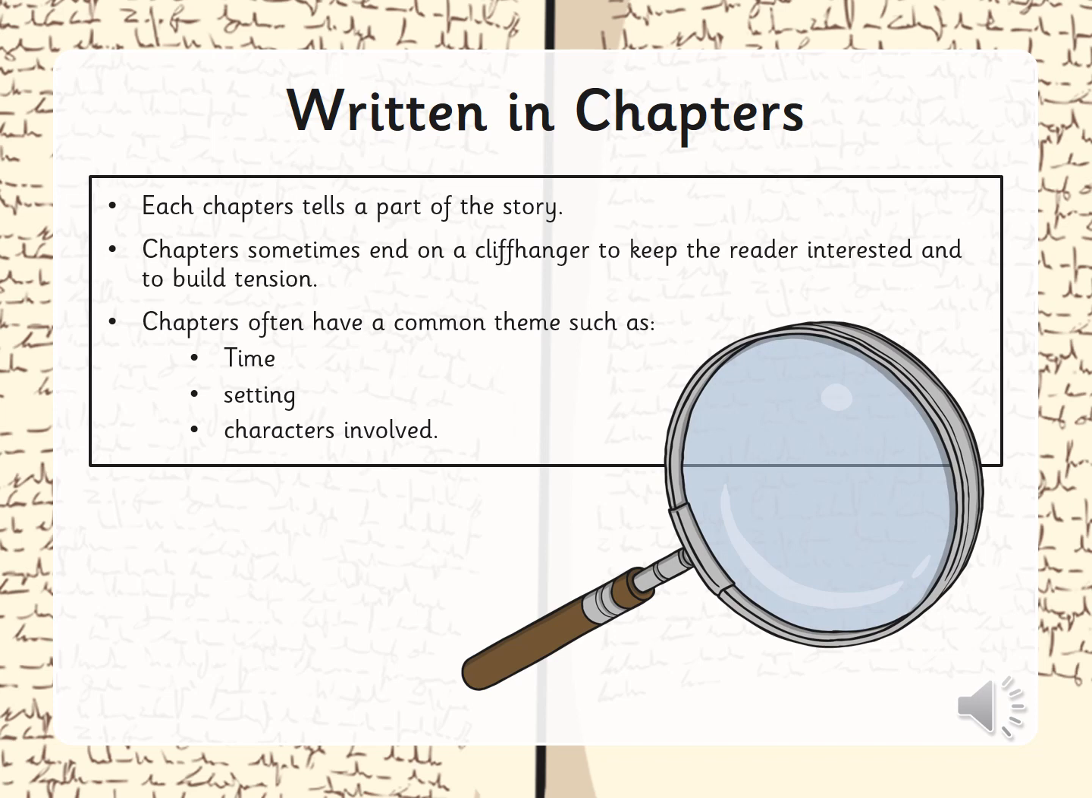Another feature of a fiction book is that it is written in chapters. Each chapter tells a part of the story. Chapters sometimes end on a cliffhanger to keep the reader interested and to build tension. Chapters often have a common theme, such as time, setting, and characters involved.